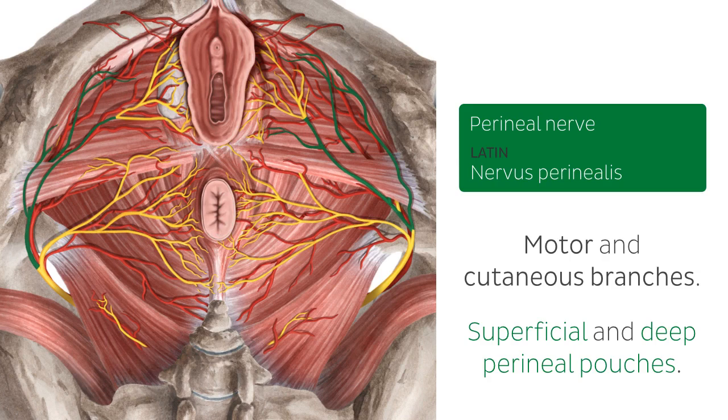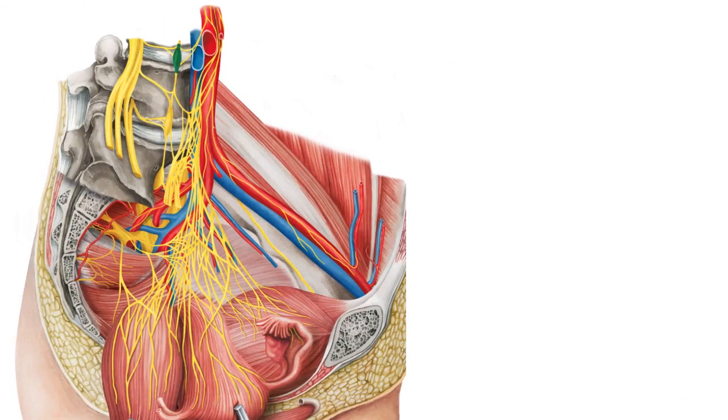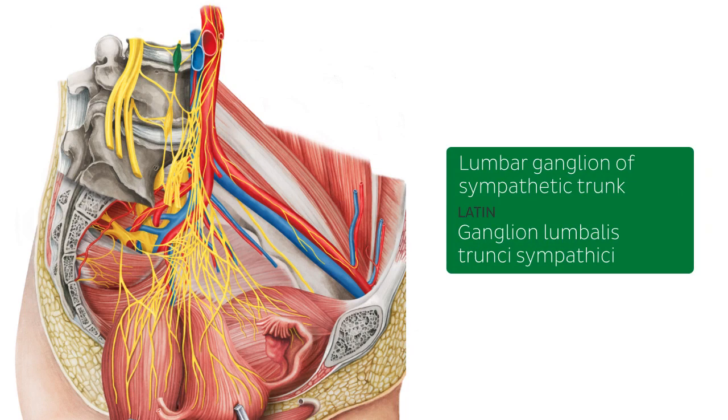And now that we have covered the major somatic nerves of the female pelvis, it's time to move on to the visceral or autonomic nerves that will be innervating this particular region of the body. And we're going to start off with this one that you see here highlighted in green, which is known as the lumbar ganglion of the sympathetic trunk.